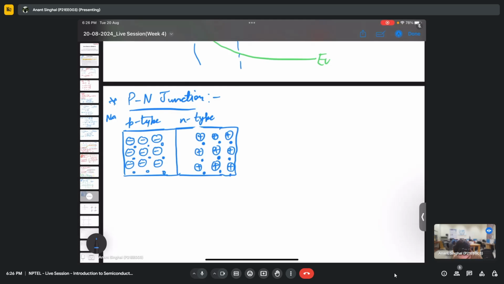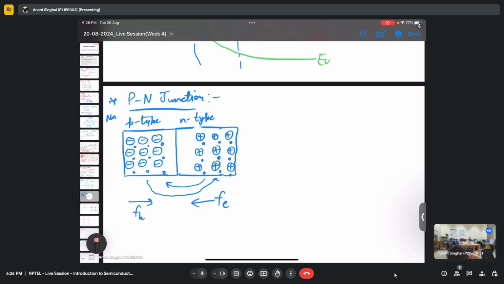So what happens? These electrons, and we have holes at this side. This electron, due to diffusion, will get attracted to these holes, and these holes will get attracted to these electrons, right? First of all, we will have a force on electron that is like this, so I'm writing Fe to this, and we will have a force on holes that will be like this, so I'm writing Fh to this.